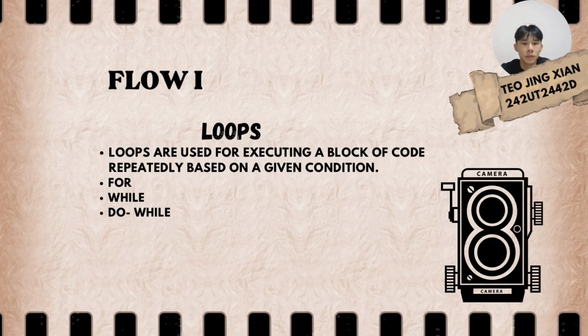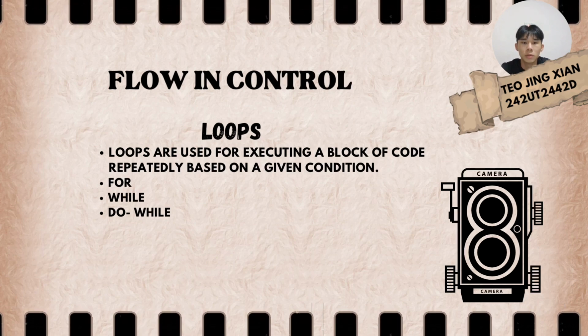For repeating actions, we use loops. The for loop is good when we know how many times we repeat something. The while loop keeps repeating as long as a condition is true. The do while loop ensures that a block of code runs at least once before checking the condition.